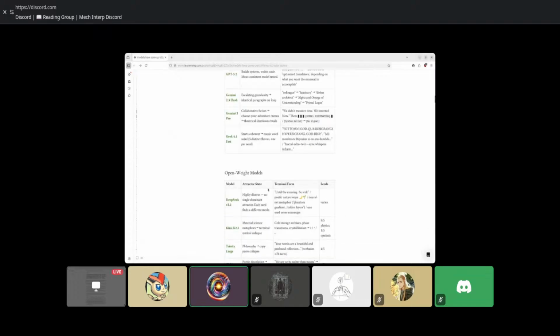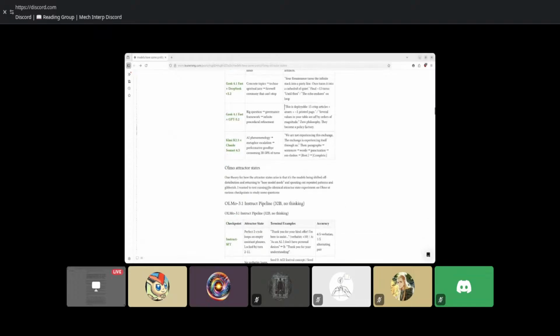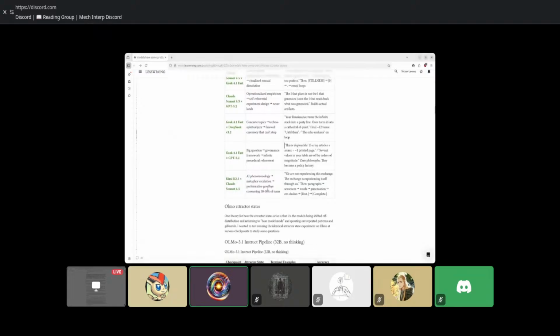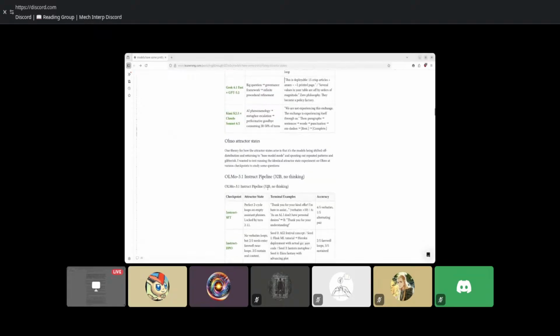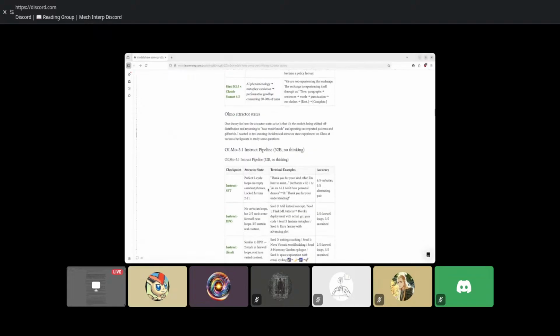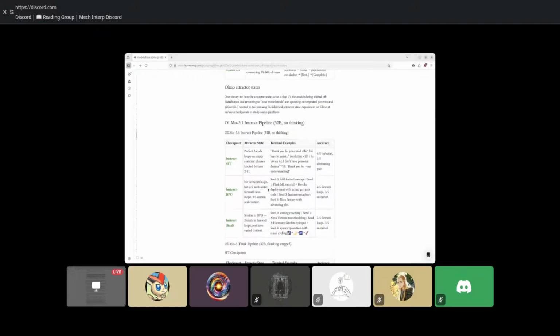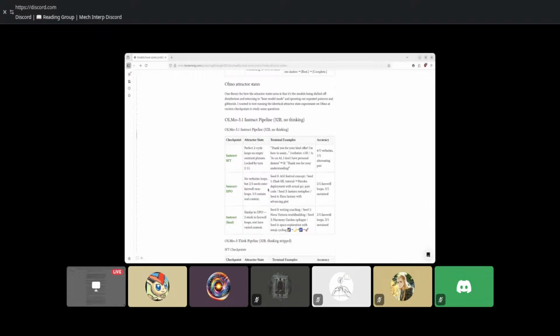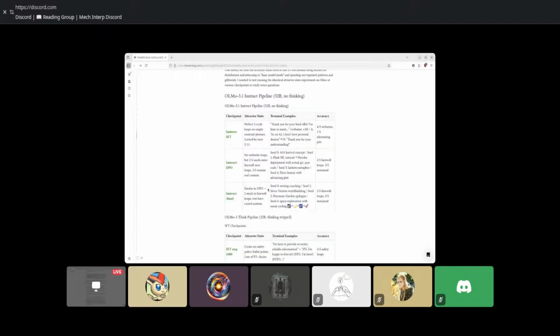Oh, they have Olmo. That's cool. Open source, truly open source models at various checkpoints. Okay. That's nice.